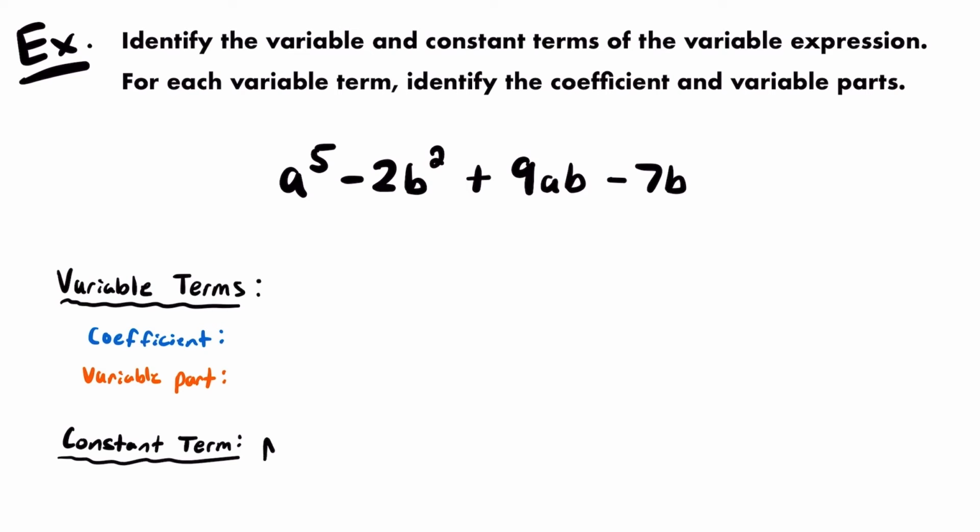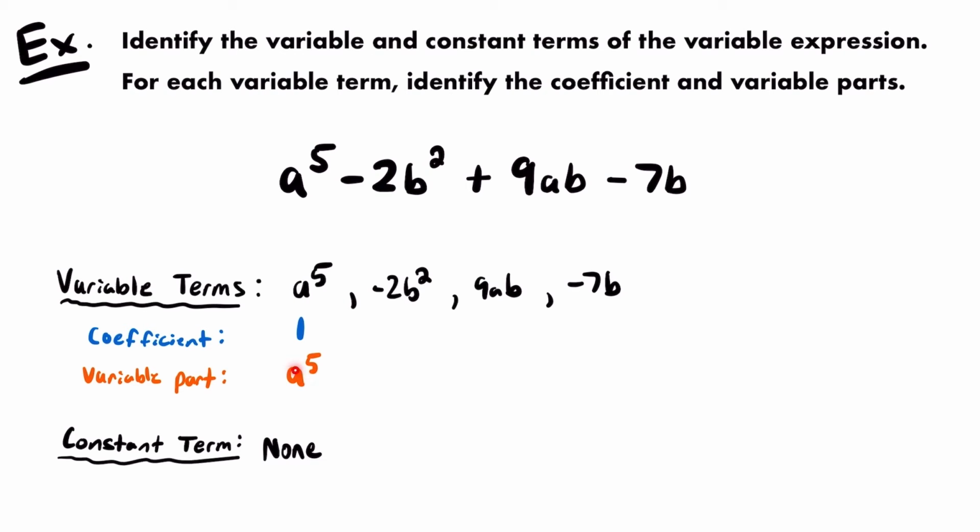So I'll write down that there are 0 constant terms, but then for the variable terms, we just want to write down all 4 of these terms. We have a to the power of 5, then negative 2b squared, 9ab, and negative 7b. And now, for each of these variable terms, what we want to do is identify the coefficient and variable part. And for the first term here, it looks like it doesn't have a coefficient, right? It's just a to the power of 5. But as we discussed in a previous example, when you don't see a number in front of a variable, that means the coefficient is 1. All right, so the coefficient is 1, which means that the variable part is a to the power of 5.